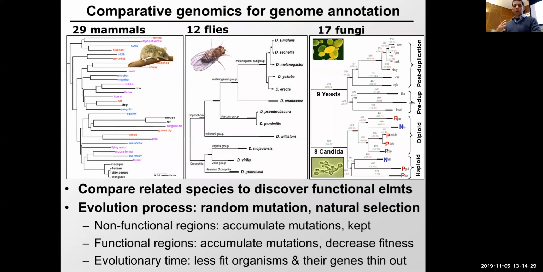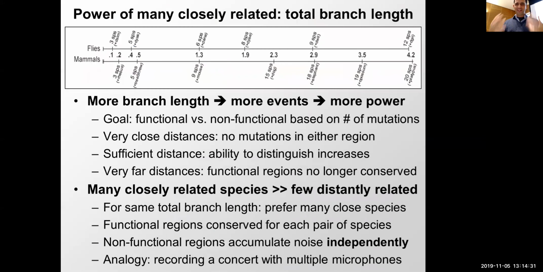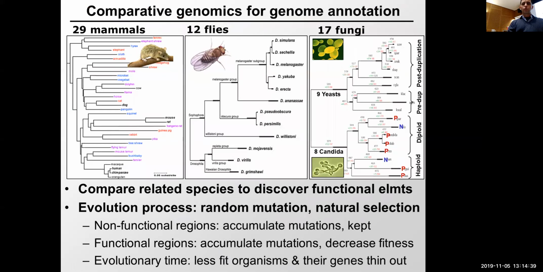It's amazing how many adults still get this wrong, so I'm beating you over the head with it. So that's the first principle, that over evolutionary time, mutations tend to be kept preferentially in the non-functional regions and then tend to be excluded preferentially in functional regions.